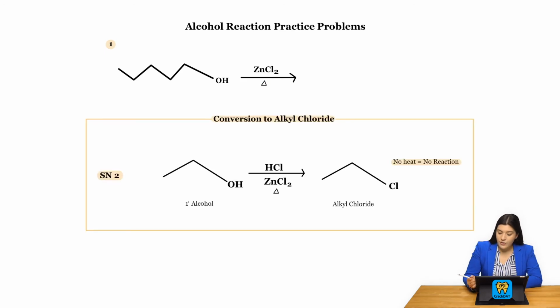So remember, this is the overall reaction that we spoke about previously, that for a primary alcohol, there's heat involved with this reagent. This takes place as an SN2 reaction. And all we're doing is we're replacing the OH with chlorine. So our answer in this case is just going to be a primary alkyl chloride.